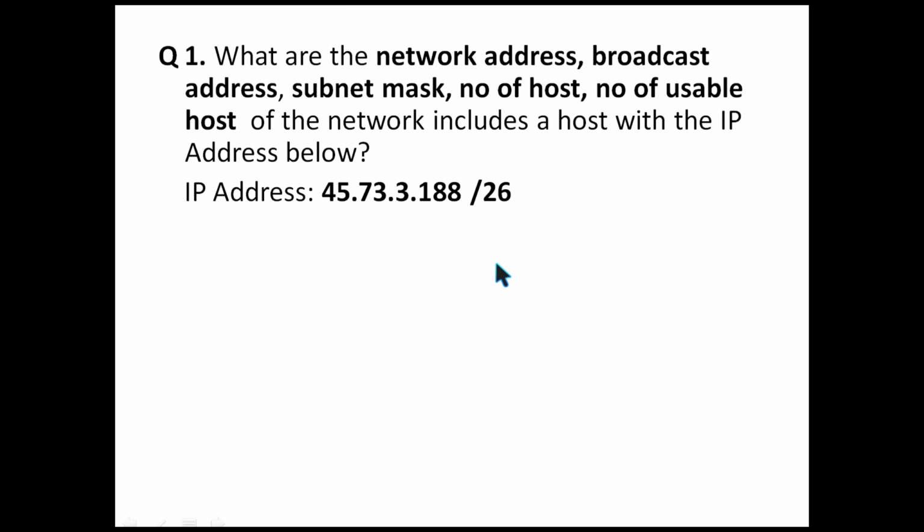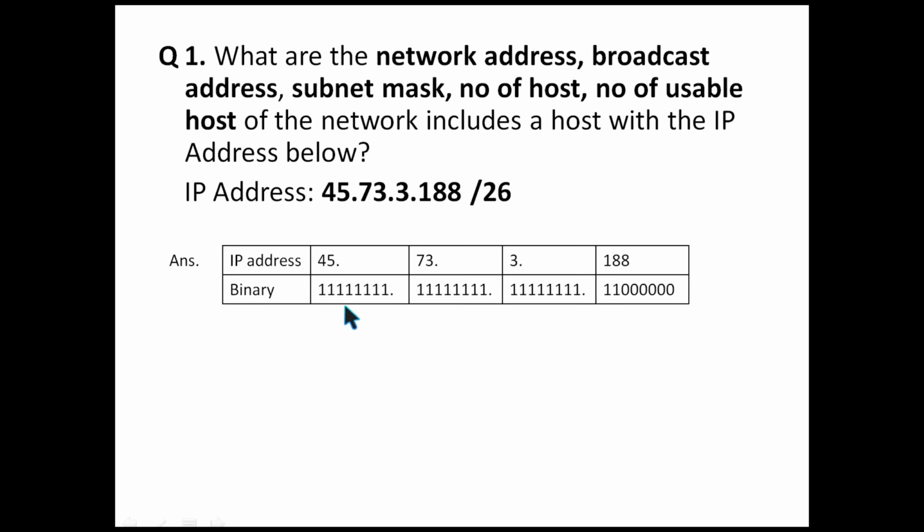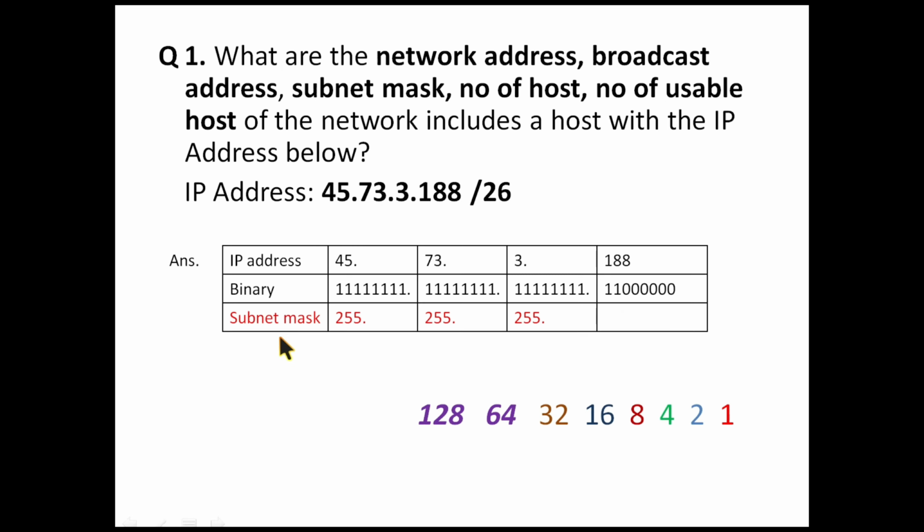Now let's learn how to do subnetting questions. In this question, we have to find out the network address, broadcast address, subnet mask, number of hosts, and number of usable hosts, and the IP address is given in slash notation /26. So first write the IP address like this: 45.73.3.198, and /26 means number of ones will be 26. So I have written the number of 1s here, 26: 24 plus 2, that is 26. The remaining are 0.